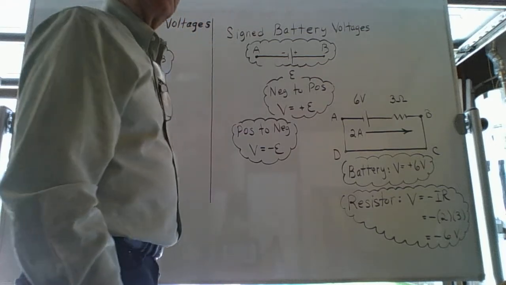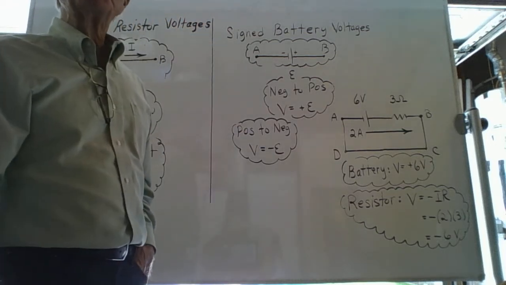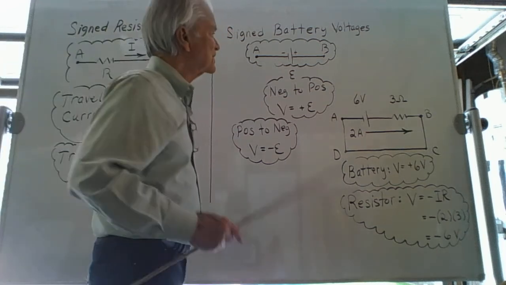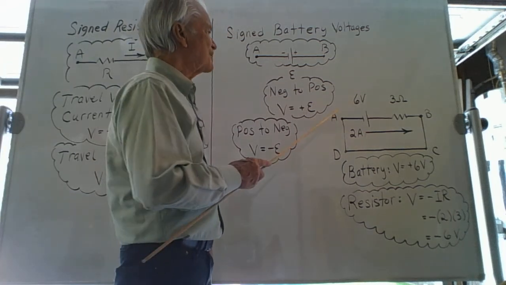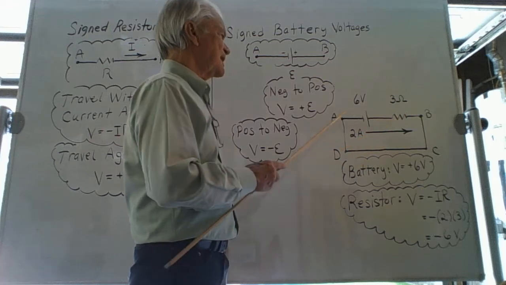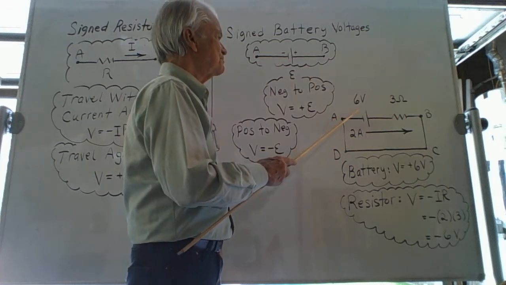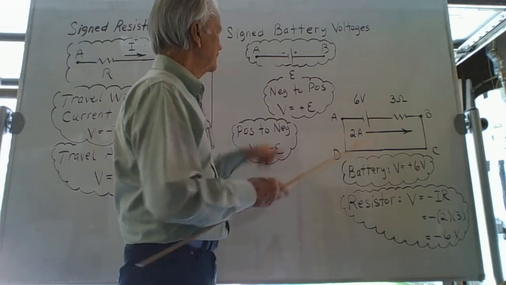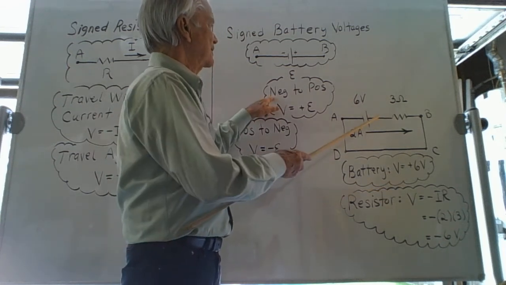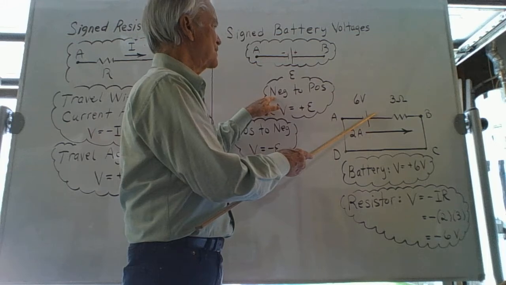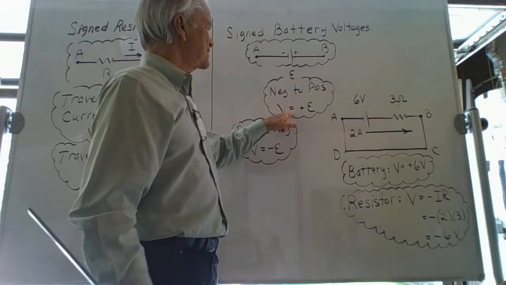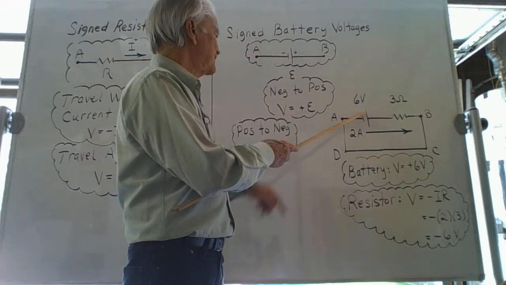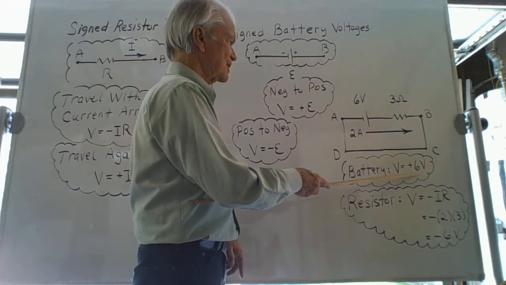Let's determine the two different signed voltages that we encounter. If we travel from A to B, we travel from the negative terminal of the battery through to the positive terminal of the battery, and so this rule is invoked. The signed battery voltage is positive 6 volts, as shown here.